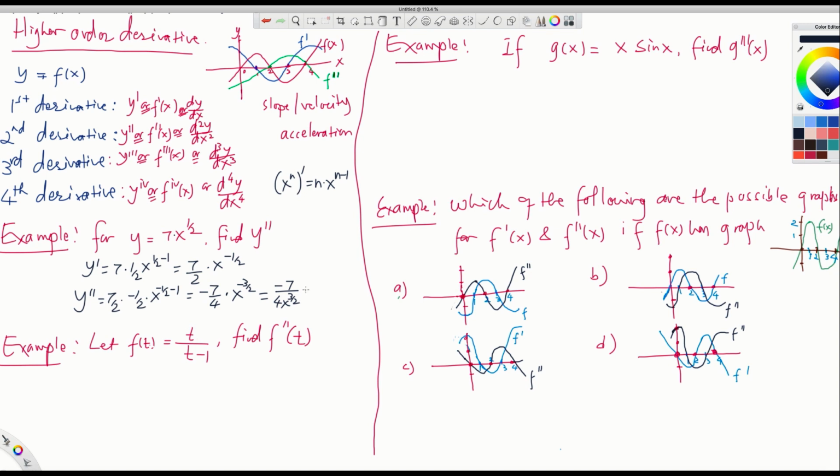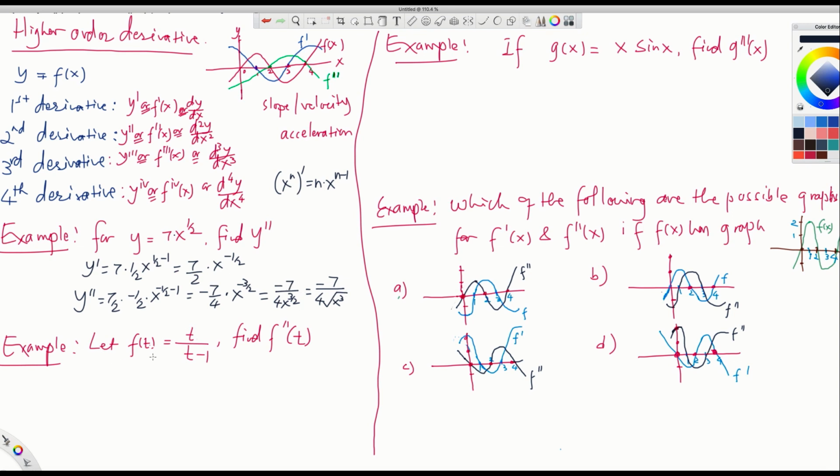You can write that way, or if you want to, you can write negative 7 over 4 and then square root of x cubed, because that 3 over 2 goes to the square root, okay, because this is like x to the third times 1 half, that way. Okay, this is the final answer.